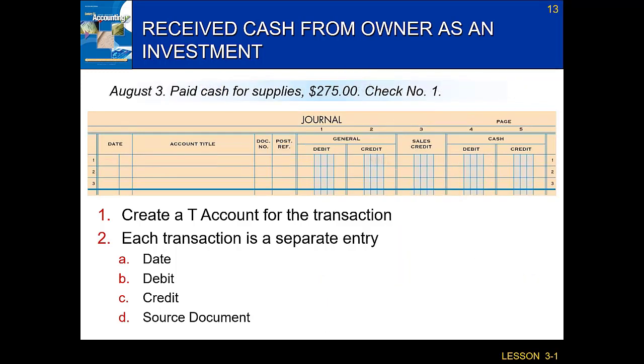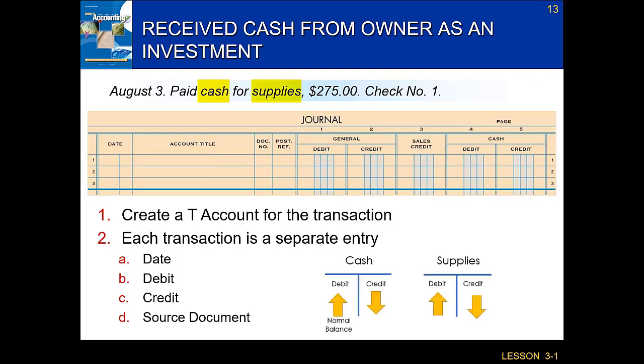So let's just practice this again. August 3rd, paid cash for supplies. First keyword here is cash. Second keyword here is supplies. I'm going to drop my date in the date column, so August 3rd. I'm going to drop my debit and credits in. So when I pay cash, cash decreasing is a credit. When I gain supplies, supplies increasing is a debit.